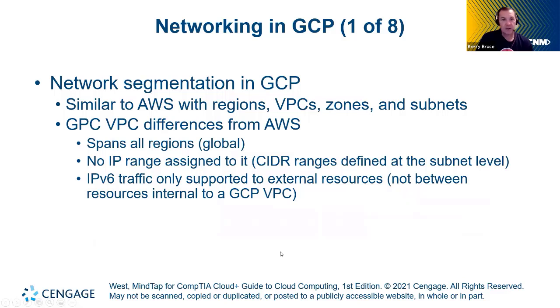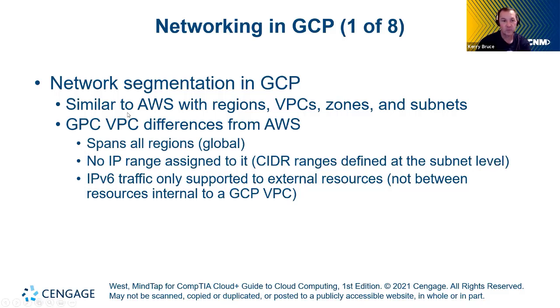All right, and now we're down to GCP. Okay, so we call them VPC zones and subnets, so real similar to AWS. A couple things that are different, right? A VPC in Google spans all regions globally. So your VPC is everywhere, right? There's no IP range assigned to it. CIDR range is defined at the subnet level.